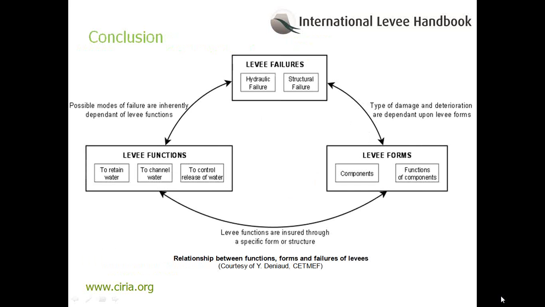In conclusion, Chapter 3 covers three main topics: functions, forms, and failure of levees. It's important to note that each of these topics is codependent on the other within the levee system as a whole, forming a cycle which is depicted in this schematic. Levee functions are ensured through a specific form or structure. Possible modes of failure are inherently dependent on the levee functions, and types of damage and deterioration are dependent upon levee forms. Chapter 3 is particularly important since succeeding chapters in the handbook draw upon these fundamentals of levee form, function, and failure.